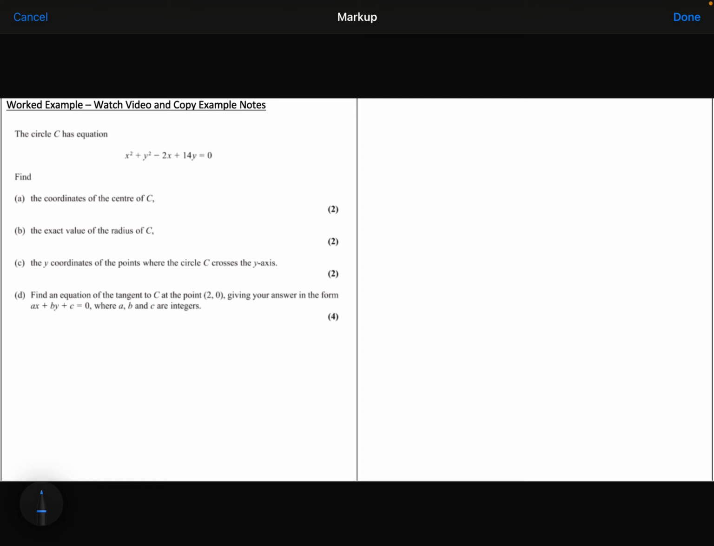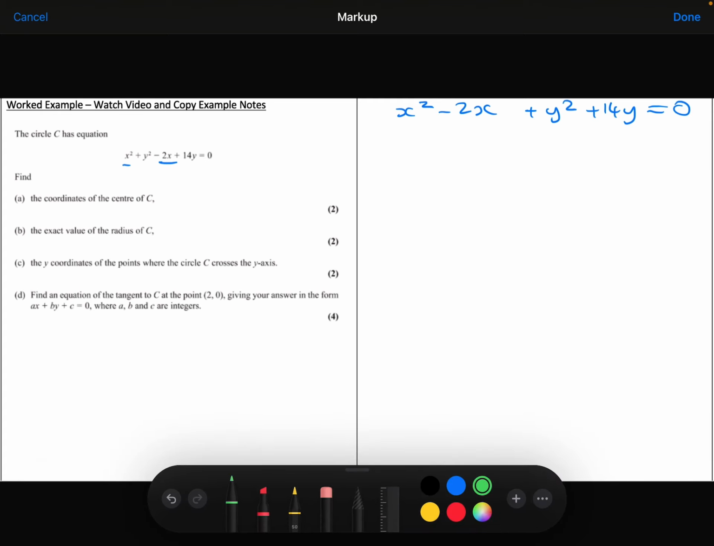So I'm first going to group up my x terms together. That's the x squared minus the 2x. Then I'm going to group up the y terms together. So that's the y squared plus 14y. And I'm doing that because now I can complete the square on the x parts and the y parts separately.